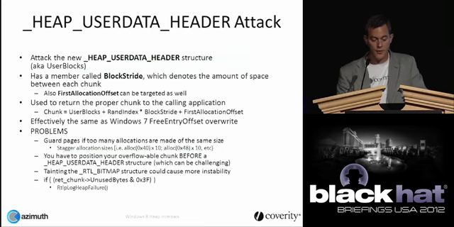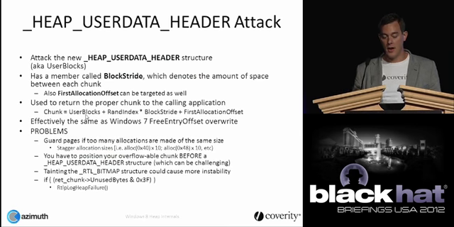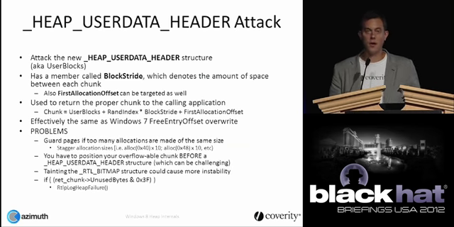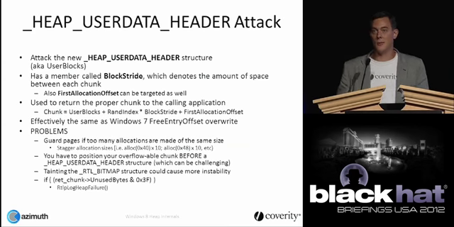What effectively this does for you is the chunk to be returned says, hey, once you get the index within that bitmap, take the address of the user block, multiply that index from the bitmap with the BlockSize, and add the first allocation offset. This has very similar effects to the free entry offset overwrite technique, right? Because you're going to be able to return a chunk that is outside the bounds of this container. That's going to be bad times.